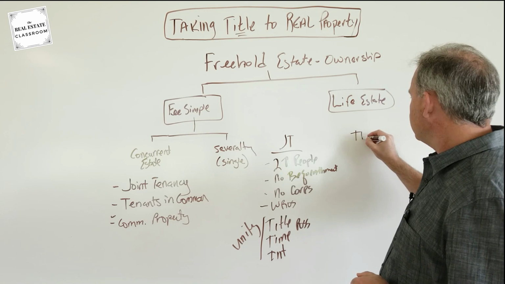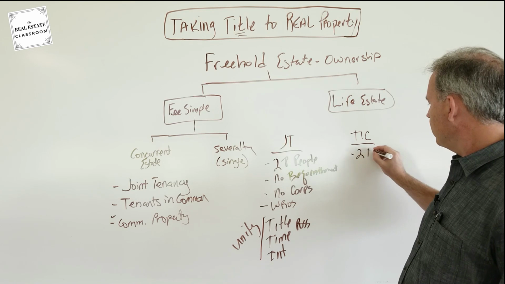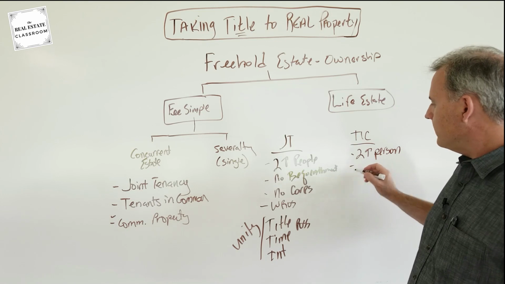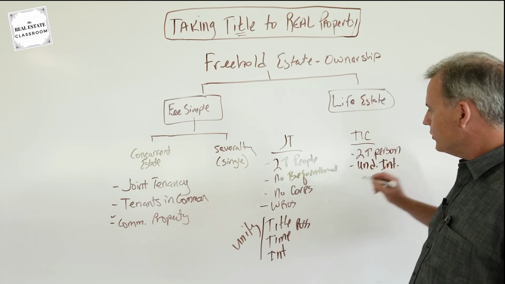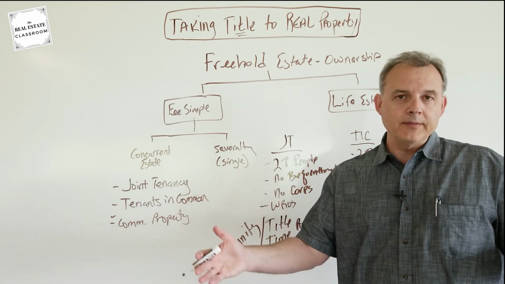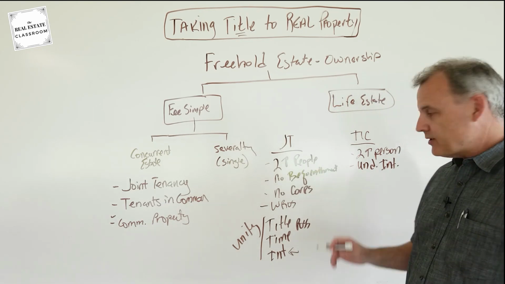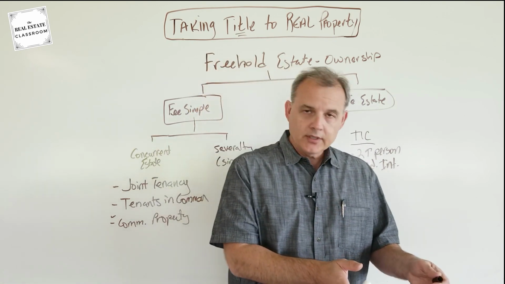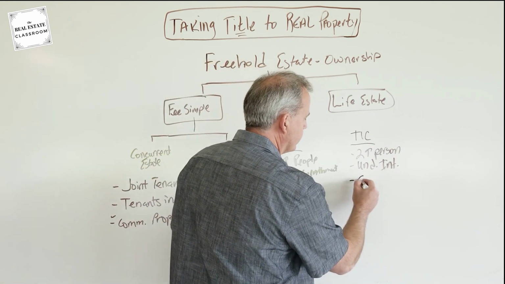The other one is what we call tenants in common. Now, just like joint tenancy, you have to have 2 or more persons. All right, 2 or more people. There will be undivided interest. Under joint tenancy, the interest has to be equal, 50-50 for 2 people, or if there's 3 people, 1/3, 1/3, 1/3. With tenants in common, we can have unequal interest. One person can own 80%, the other one can own 20%. All right, you can have corporations.